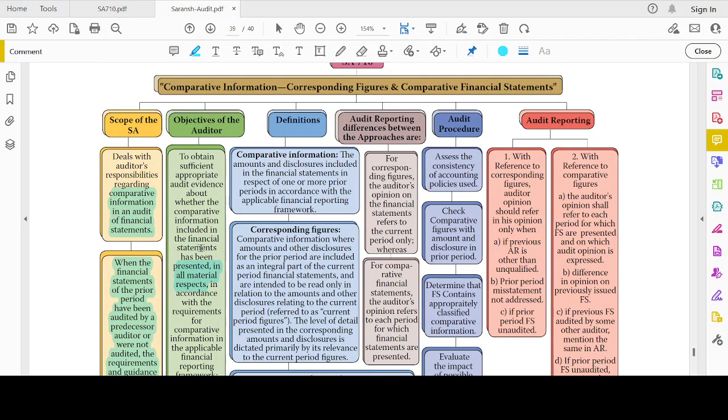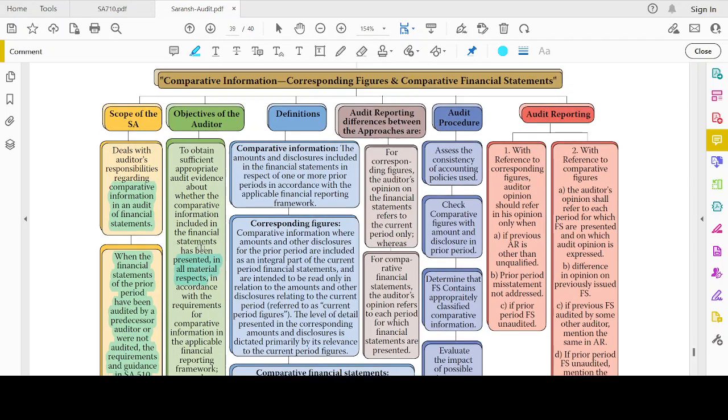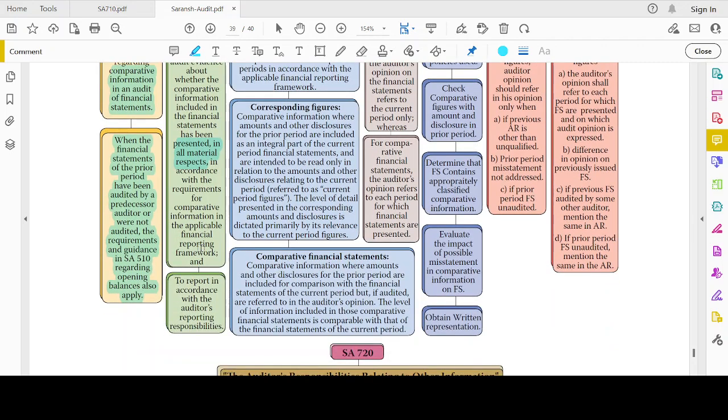Comparative information: the amounts and disclosures included in the financial statements in respect of one or more prior periods in accordance with the applicable financial reporting framework. Corresponding figures: comparative information where the amounts and other disclosures for the prior period are included as an integral part of the current period financial statements and are intended to be read only in relation to the amounts and other disclosures relating to the current period, referred to as current period figures. The level of detail presented in the corresponding amounts and disclosures is determined primarily by its relevance to the current period figures.